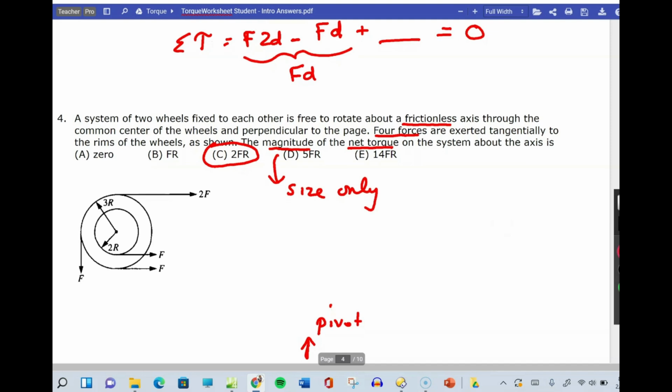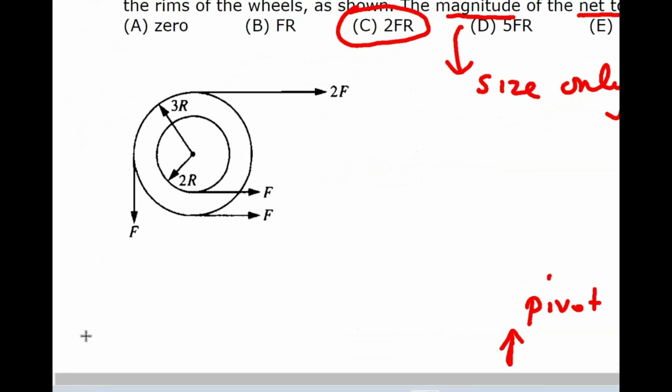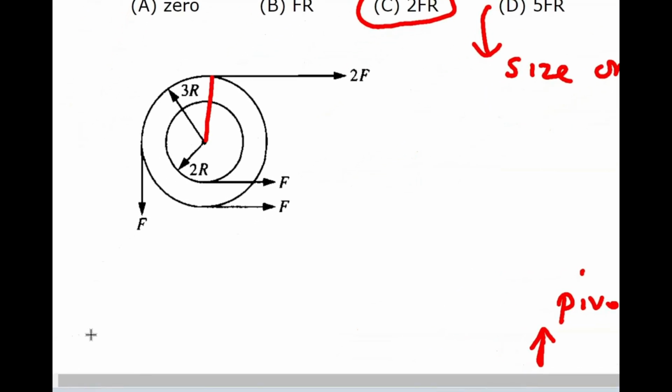Number 4, let's see what this question is. It's a frictionless pulley. It's probably a massless pulley, so there's no torque. The 4 forces are exerted tangentially. They're all exerted at 90 degrees, so you don't need your trig. All of these forces are exerted at 90 degrees to the moment arm. This would be the moment arm.